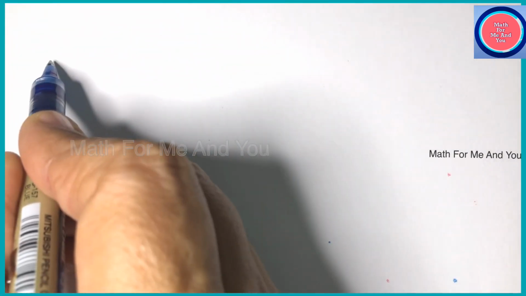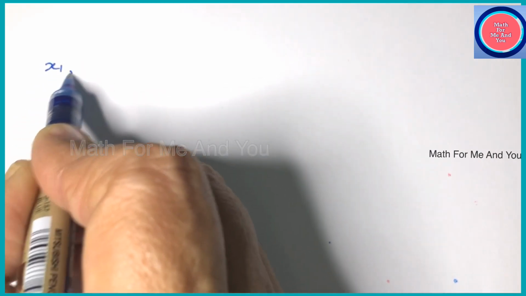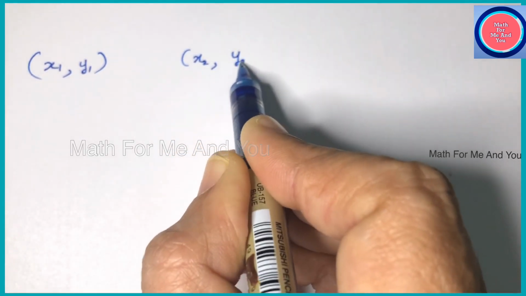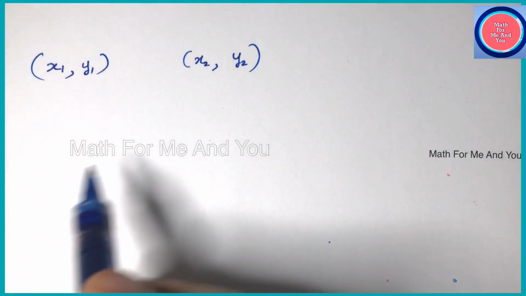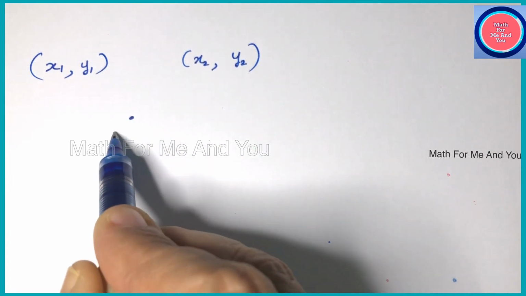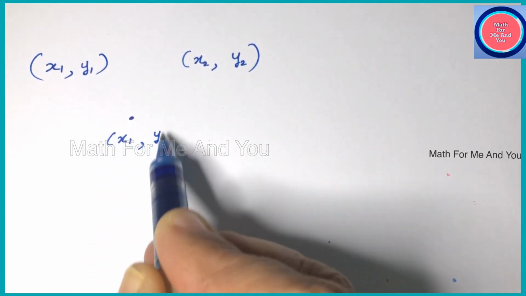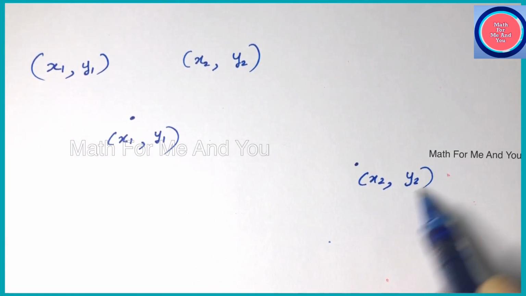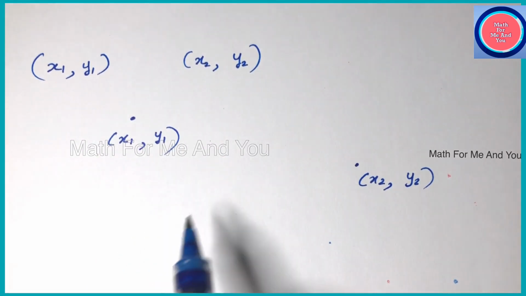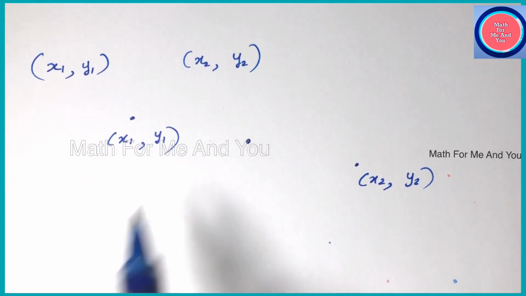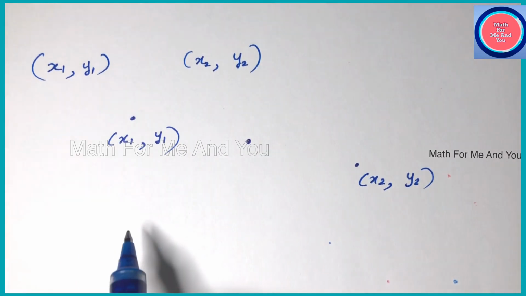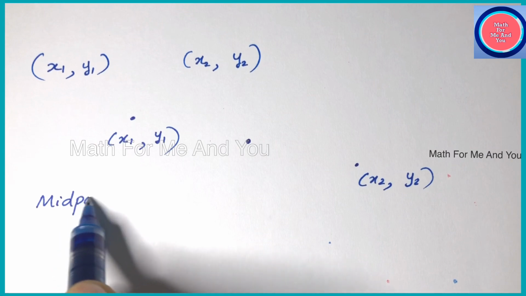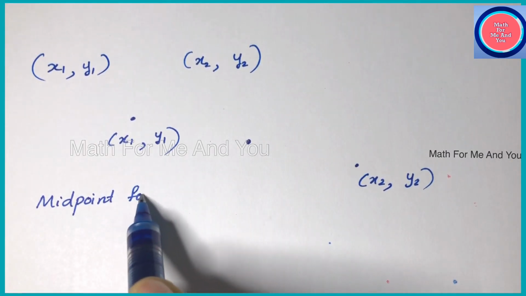If we have 2 points given, we can find the midpoint between the given 2 points. Consider x1, y1 and x2, y2 as the given 2 points. Then we can find the middle point, that is the midpoint. How can we find the point in the middle of these 2 points? We denote this with capital letter M. Then we can find the midpoint using the midpoint formula.